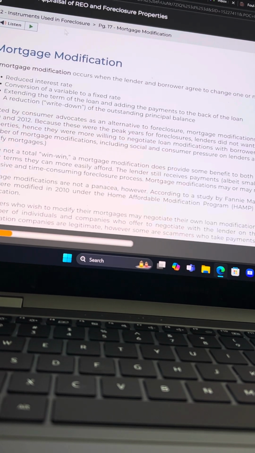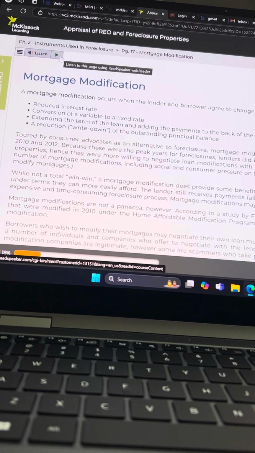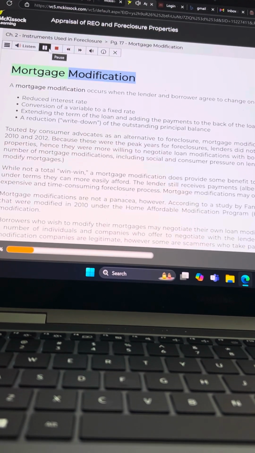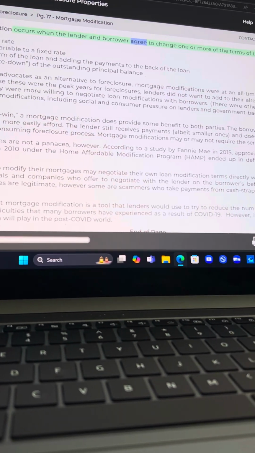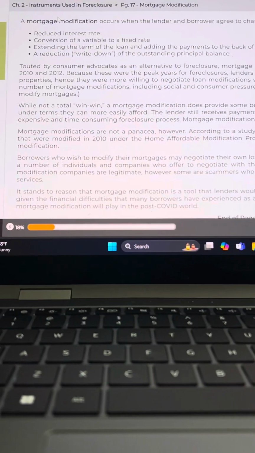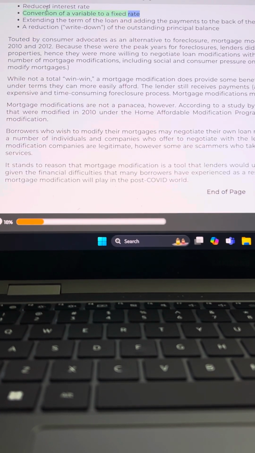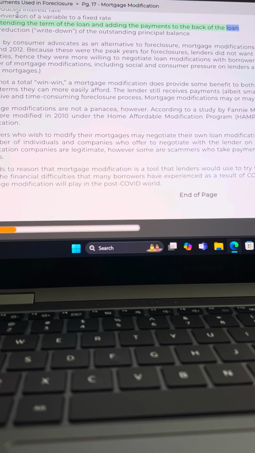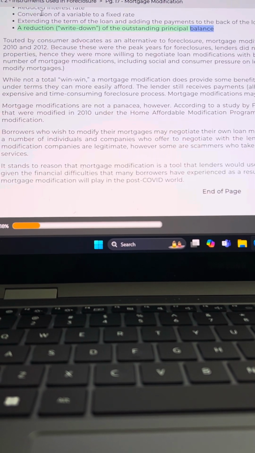Page 17, Mortgage Modification. Mortgage modification. A mortgage modification occurs when the lender and borrower agree to change one or more of the terms of the loan. This could include reduced interest rate, conversion of a variable to a fixed rate, extending the term of the loan, and adding the payments to the back of the loan. A reduction, write-down, of the outstanding principal balance.